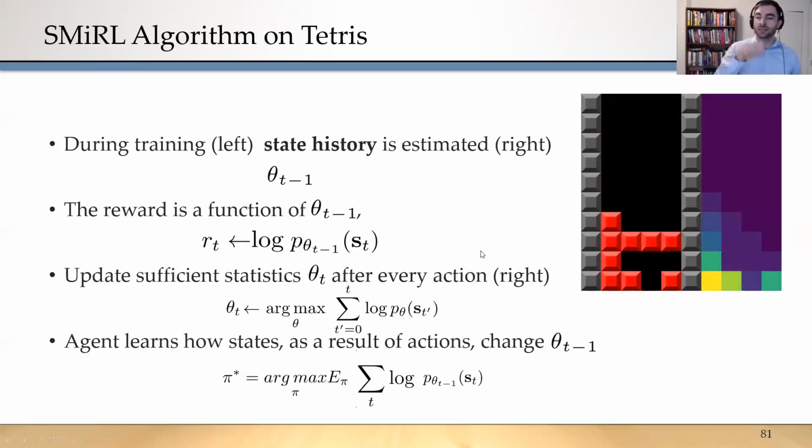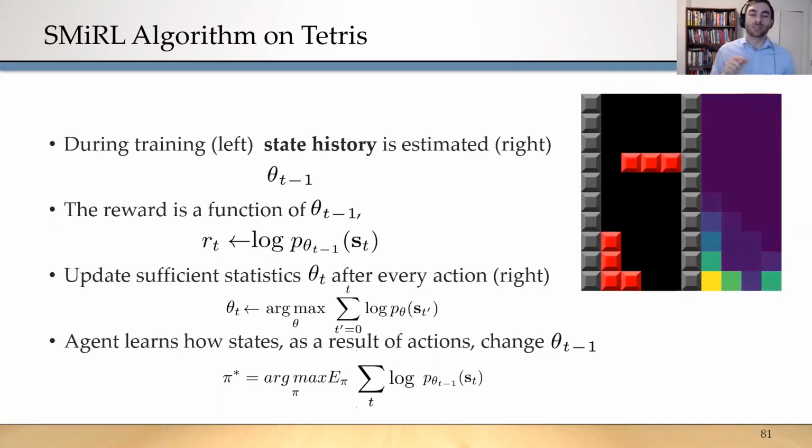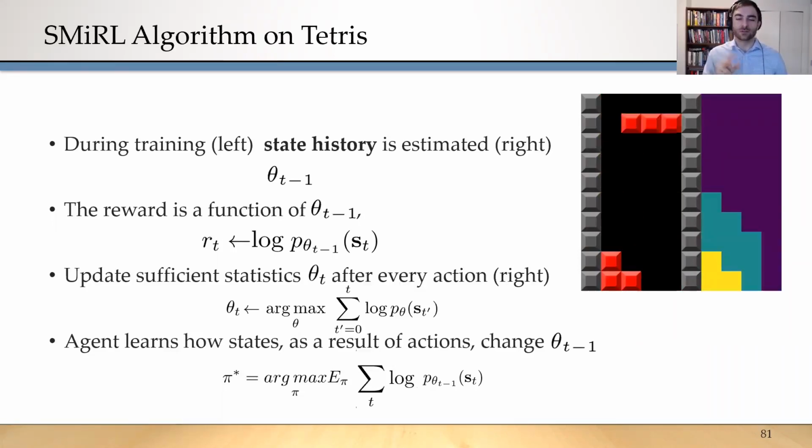After every state the agent visits, it goes in and updates the parameters for these sufficient statistics, so that they can be used in the next state that the agent visits. As a result, the agent will learn how states, as a result of actions, end up changing these statistics that describe basically the entropy of the states that the agent has visited.